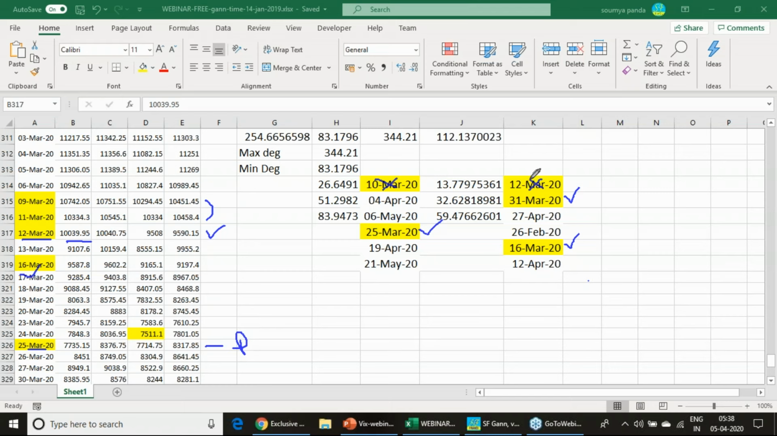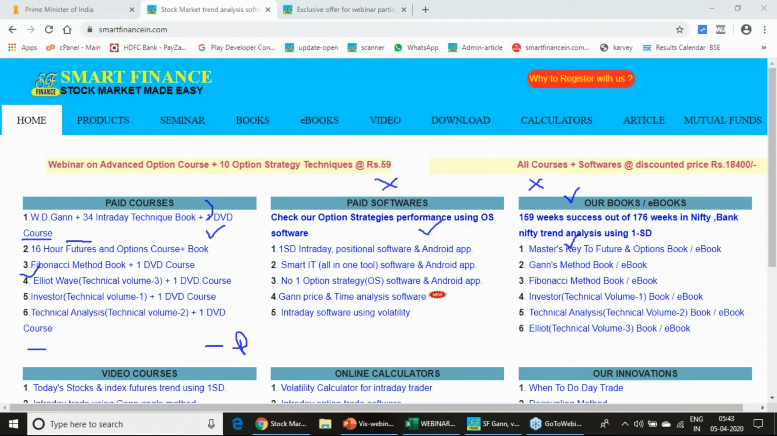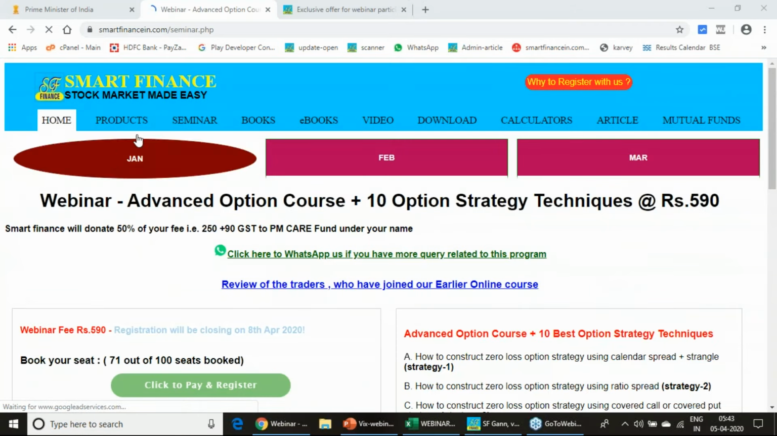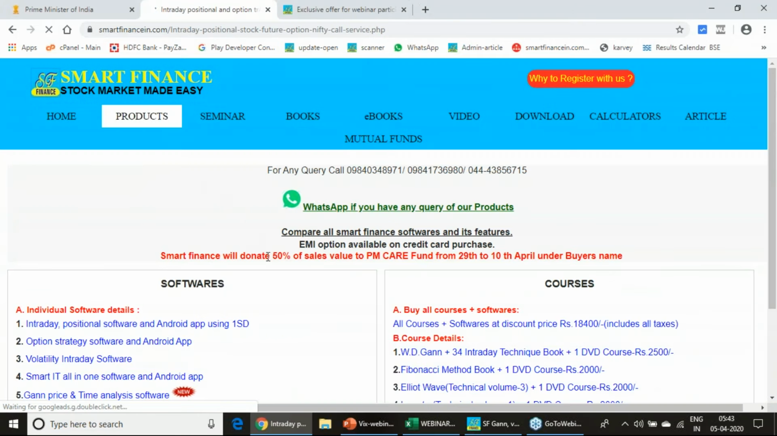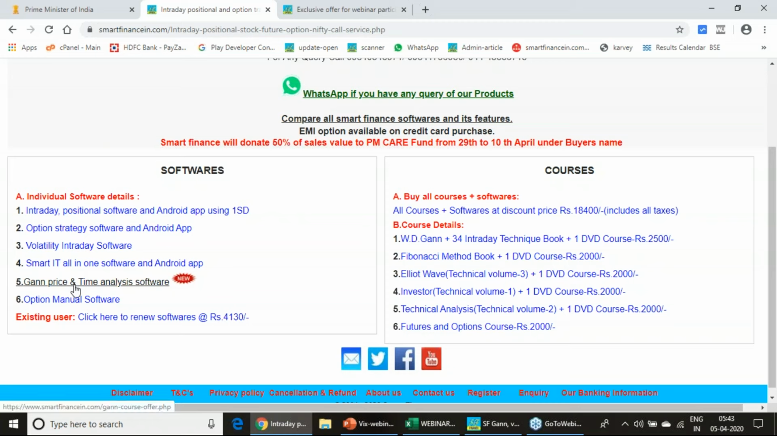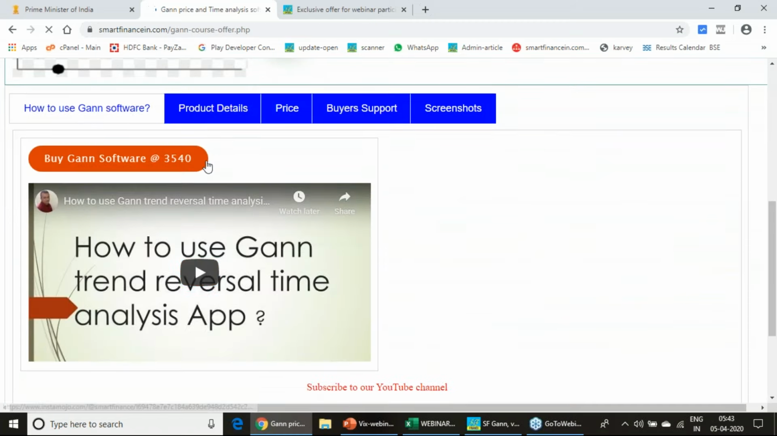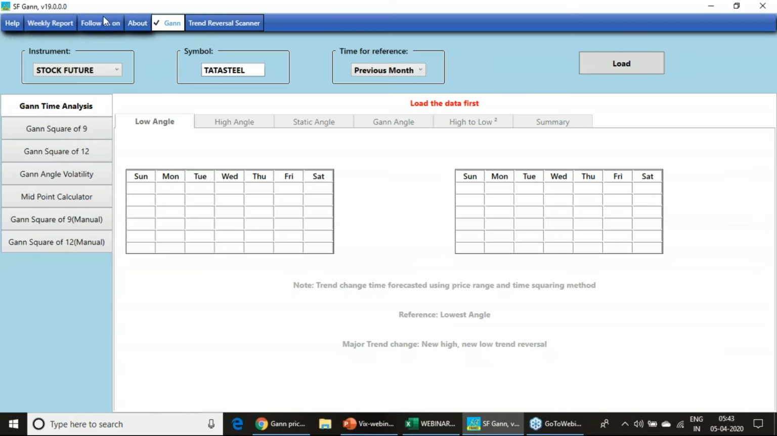So out of the 5 days, one day it has failed, and one day it was a partial success. On 3 days it gave you the particular Gann's result. This particular software costs 3,540 rupees. If you can spare 3,540 rupees, you can own this software. It works on mobile as well as on the desktop. So this software looks like this.